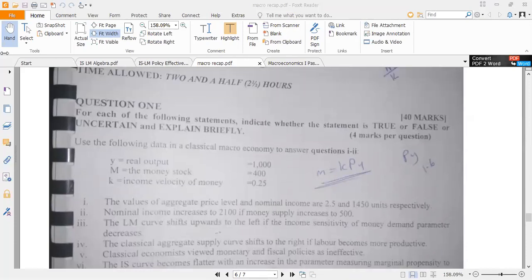Some people were asking me on this true or false thing. Since we'll be having true or false, let's look at this one too. We have this data. We've been given the real output as 1,000, the money stock 400, and k as 0.25. We have to state whether these statements are true or false.